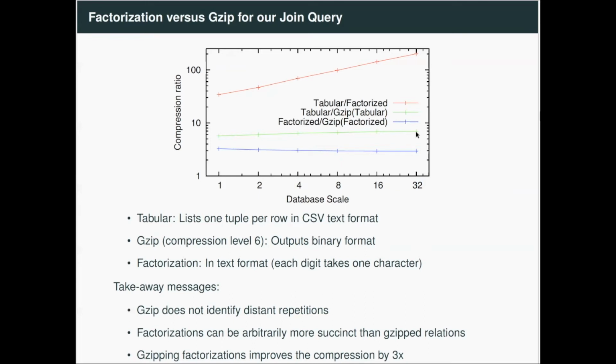One part of it is due to the binary format of the Gzip output versus the plain text format of the join answer file used as input. For the same reason, Gzip applied to the factorization file also yields a compression ratio of about 3 times.